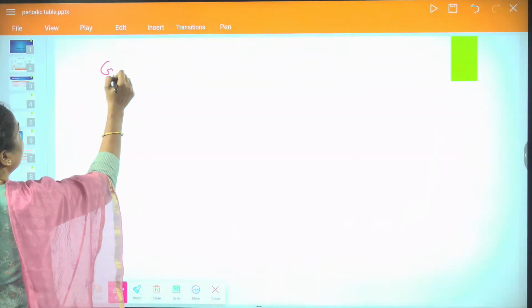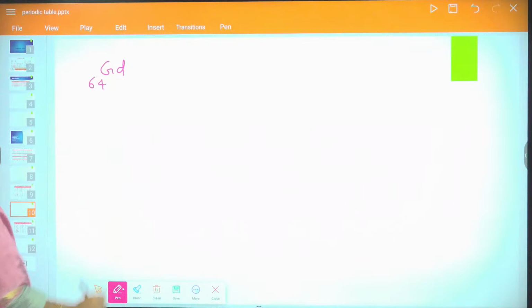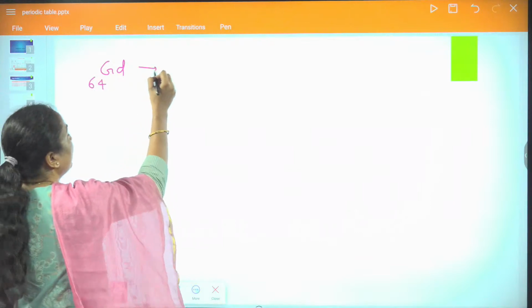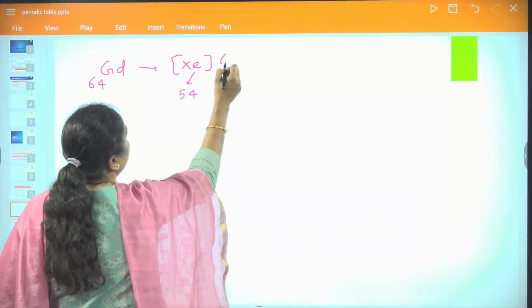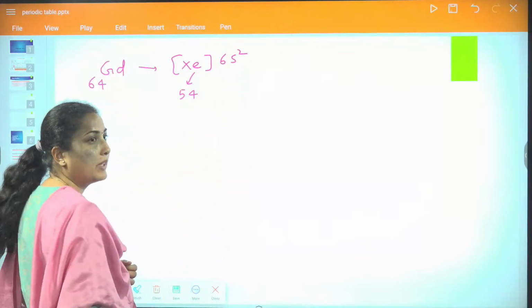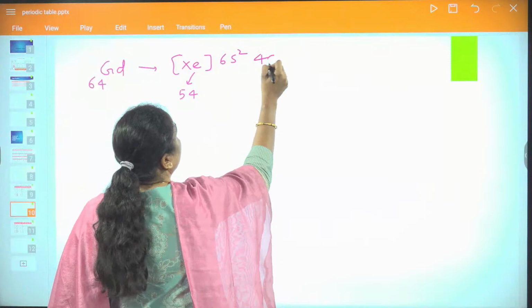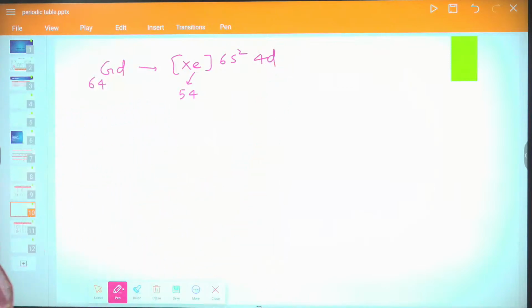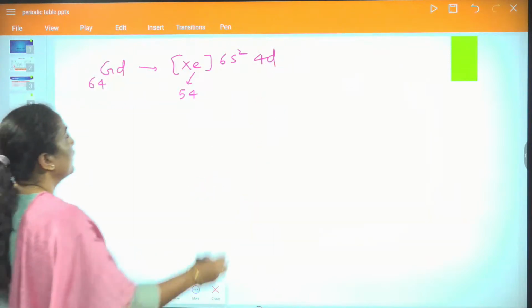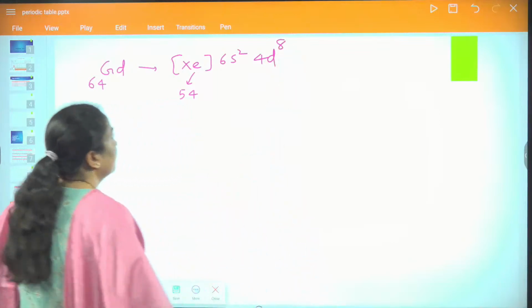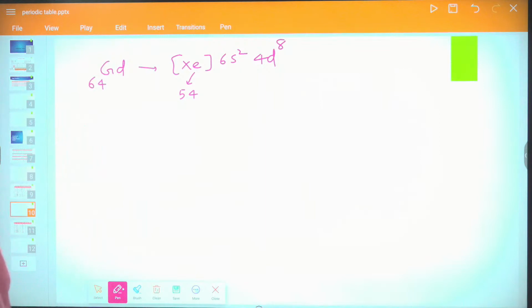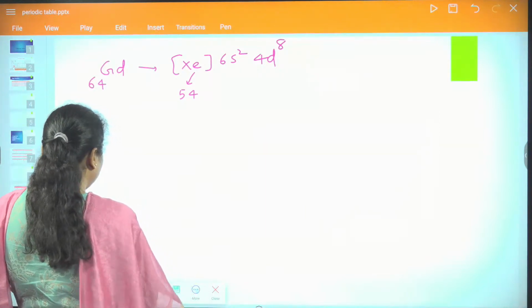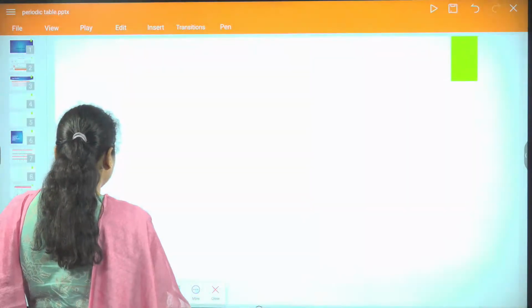For gadolinium, it is 64, right? Now again, which inert gas is closer to it? Xenon. So 54 is done. You will be writing 6s2, right? Then you will be writing 4d. How many electrons more now? 4d8. Right? One minute, I think I have written something wrong here.